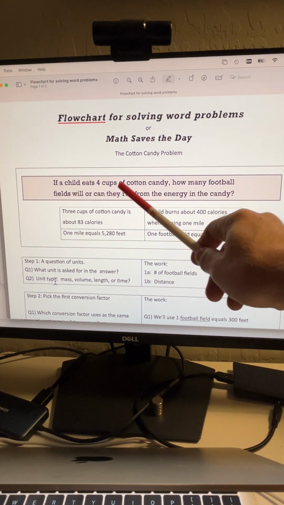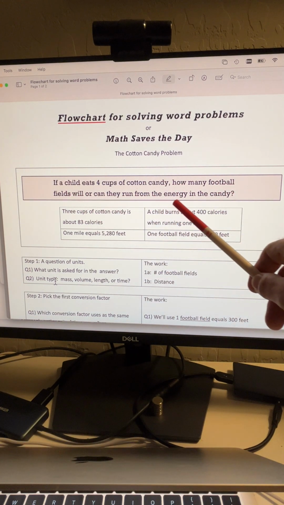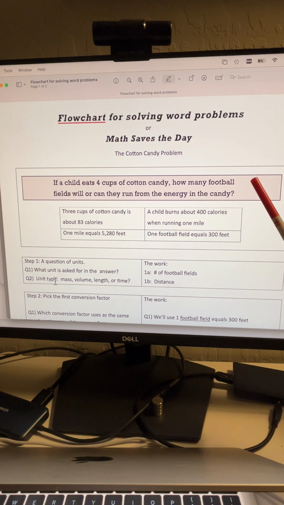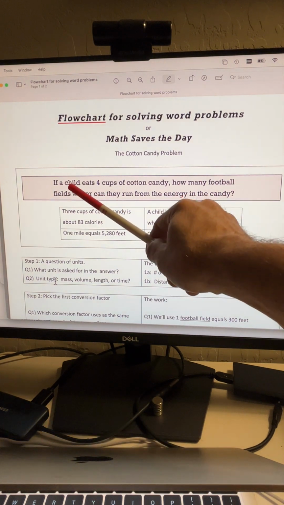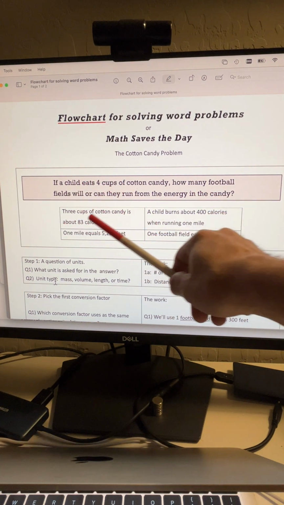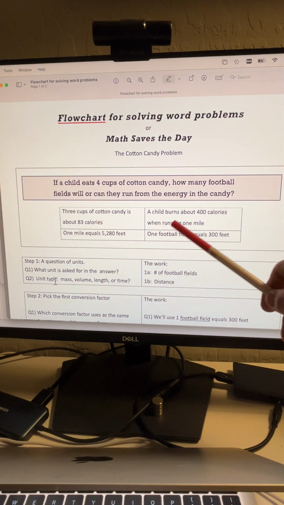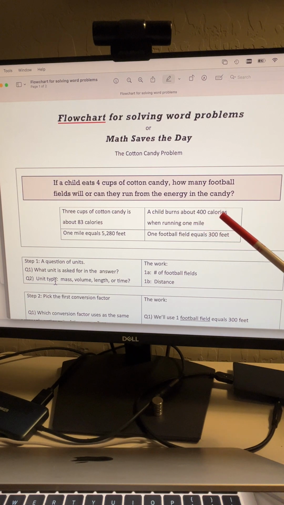If a child eats 4 cups of cotton candy, how many football fields can they run from the energy in the candy? We all know it's a bad idea to feed a little kid, like an 8-year-old, 4 cups of cotton candy. 3 cups of cotton candy is about 83 calories. That's energy. 1 mile is 520 feet. That's distance. A child burns about 400 calories when running 1 mile. So that's how much energy they burn, and that's how much energy the cotton candy has. And then 1 football field equals 300 feet.